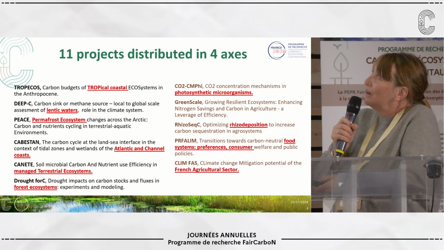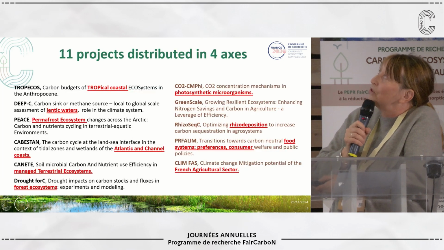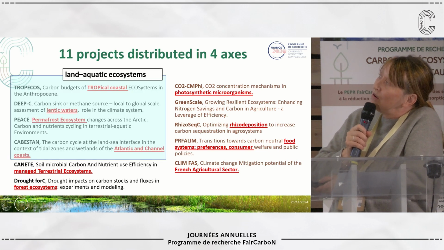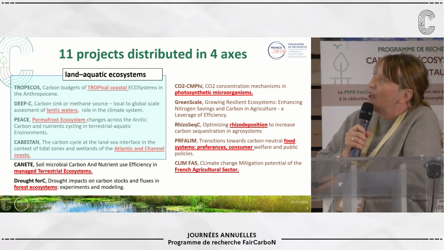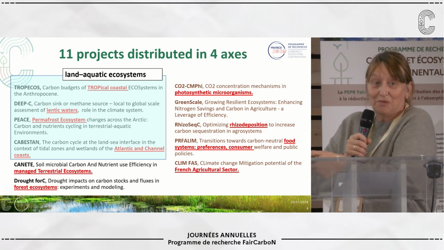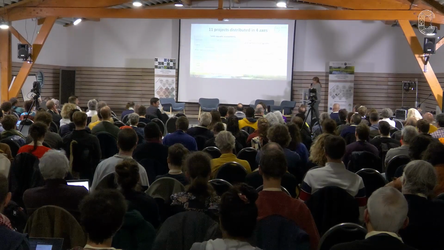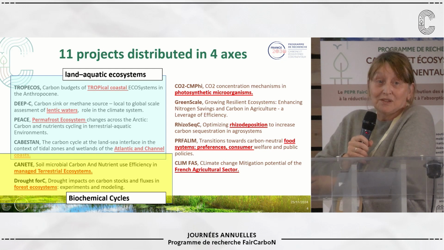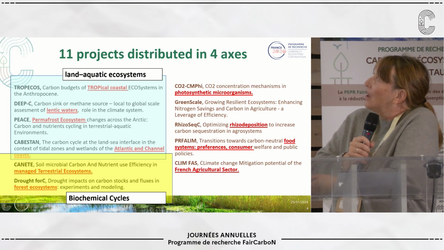Then I show you the 11 projects, and they are distributed in the 4 axes. We have 4 projects about land-aquatic ecosystems. They deal with lakes, permafrost, the Atlantic coast area, and mangrove. I don't know an English word for that, maybe. Mangrove. And we have 2 projects that deal with the biogeochemical cycles in forest and cultivated ecosystems.